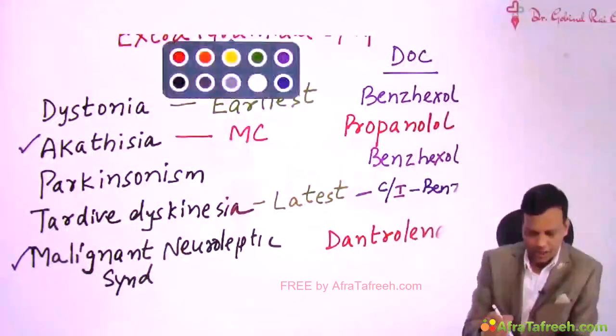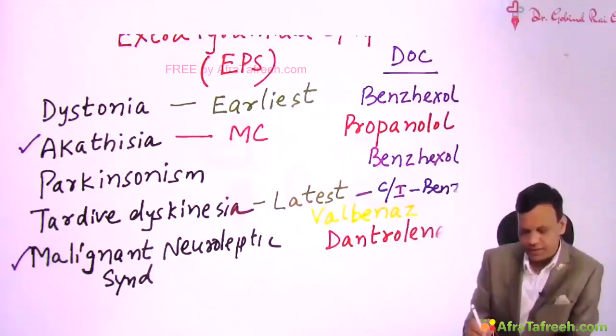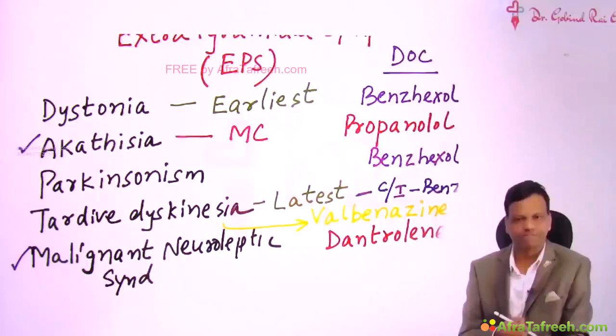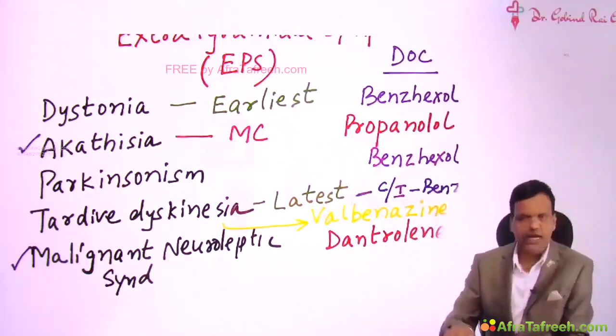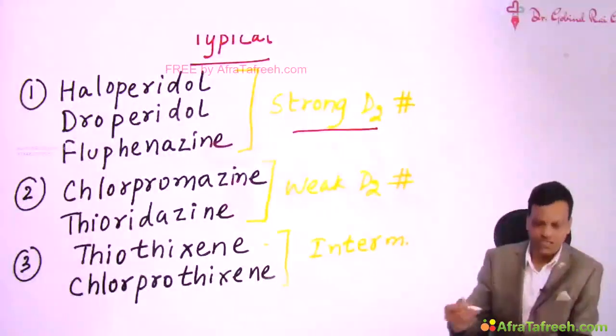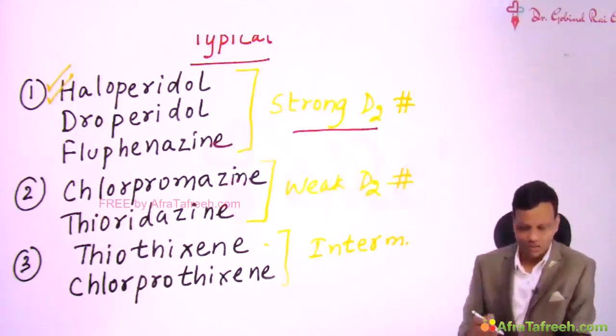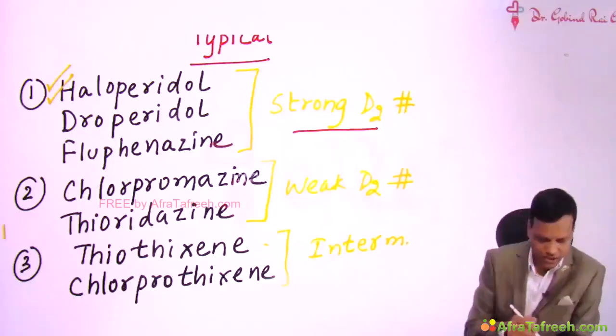Recently, a new drug has been approved for treatment of tardive dyskinesia, and the name of that drug is valbenazine. Valbenazine is the only drug which is approved for treatment of tardive dyskinesia. So these are the important points regarding extrapyramidal symptoms, and extrapyramidal symptoms are more likely with strong D2 blockers, and the highest risk of extrapyramidal symptoms is present in haloperidol. Haloperidol has the highest risk. Chlorpromazine-like drugs will have less risk, and the least risk is with thioridazine among the typical drugs.